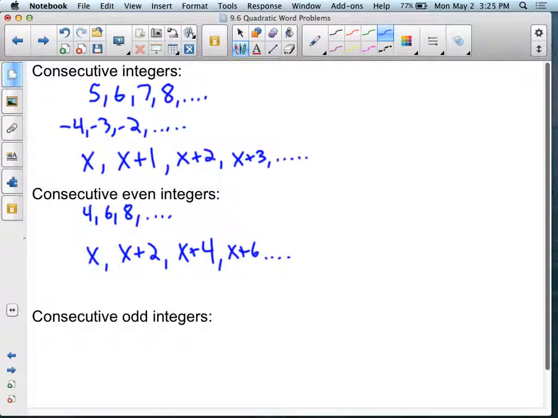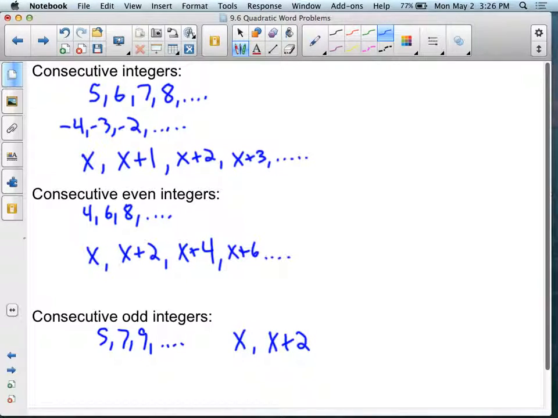Now check out the odds. This is where we have some fun. So if you think about a bunch of odd numbers like 5 and then 7 and then 9, and you can keep going there. If we started with the smallest number being x, our first integer being x, what's the next odd integer? What do you do to 5 to get up to 7? Yes, you add 2.